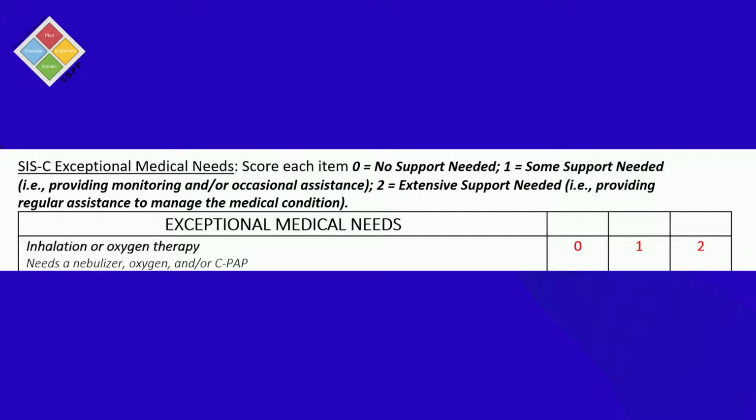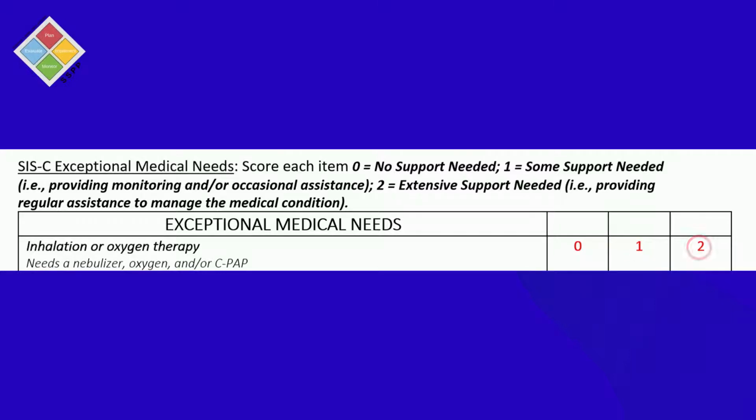But maybe there's only one time during the school year that the student's health condition has become a concern at school. In the case you just described, a mild case of pediatric COPD, the correct score would be 1 because 1 equals some support is needed. For the student you described, school staff need to provide monitoring and/or occasional assistance, but extensive support is not needed.